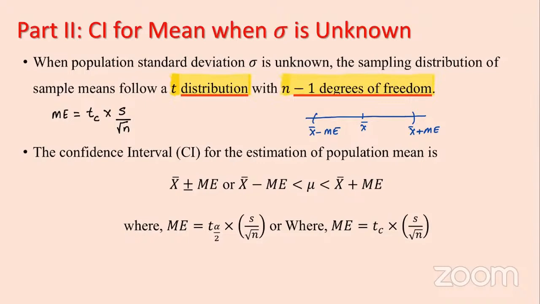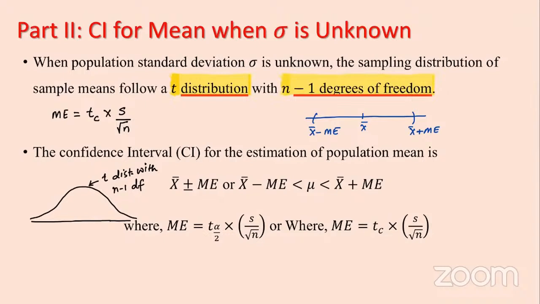So let's try to draw a t distribution here just for a quick reference. So the t distribution looks like the normal distribution, okay? But this is t distribution because the population standard deviation is unknown. And when you talk about t distribution, we are talking about t distribution with certain degrees of freedom, and the degrees of freedom is always n minus 1. So that diagram represents the t distribution with n minus 1 degrees of freedom.